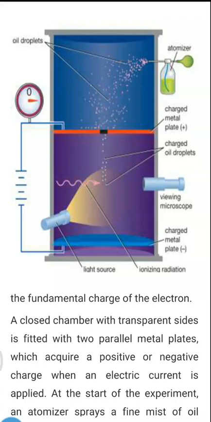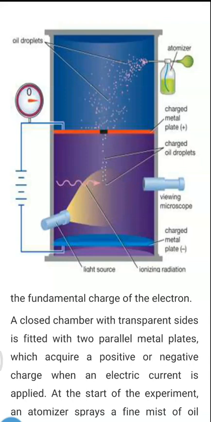These oil droplets which were irradiated and which had the electrons on them started behaving like tiny stars, because there is a torch at the side which is the light source. So it illuminated the path of the oil droplet. Because of this illumination, the oil droplets started shining like stars. So that was the oil drop experiment.